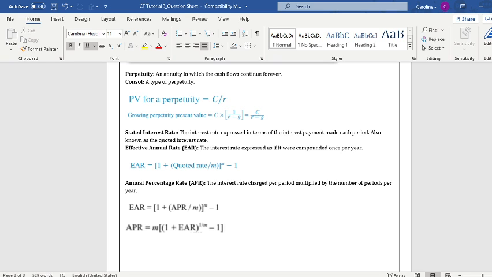And another important thing that you should understand is the effective annual rate, which is the interest rate expressed as if it were compounded once per year.